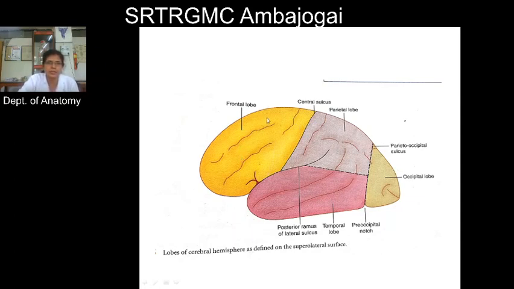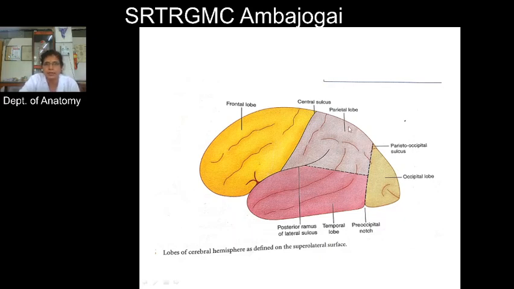So first we will see about this frontal lobe. This frontal lobe is present in front of this central sulcus, above the anterior part of the posterior ramus of lateral sulcus, and superiorly it is bounded by this superomedial border. So this is the frontal lobe, which is bounded superiorly by the superomedial border, posteriorly by this central sulcus, and inferiorly by the anterior part of the posterior ramus of lateral sulcus.